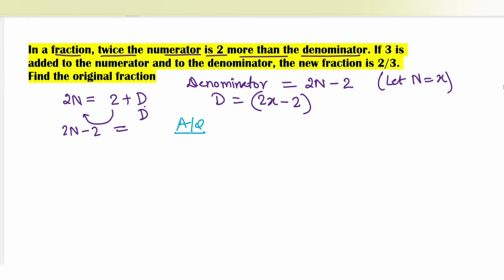Now according to the question, what is said? 3 is added to the numerator. So the numerator was x, so we will take it as x. How much was added to x? 3 is added to the numerator and to the denominator. The new fraction is 2 upon 3. So we add 3 to the denominator as well. The denominator is 2x minus 2. How much do we add? We have to add 3. Okay. 3 is added to the denominator as well as the numerator. The new fraction becomes 2 upon 3.